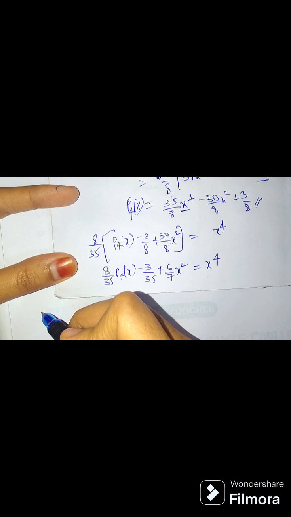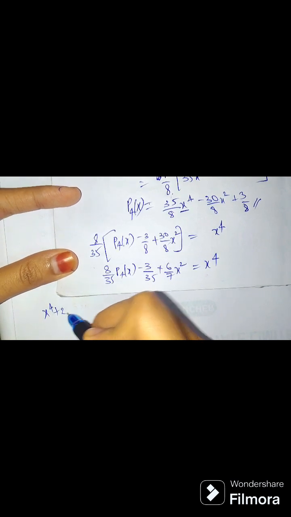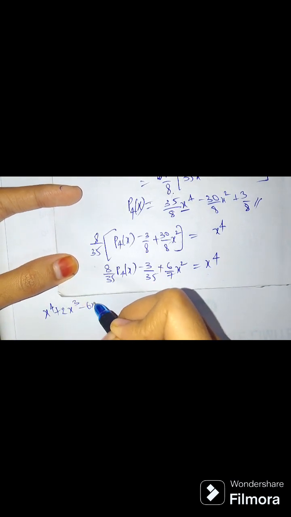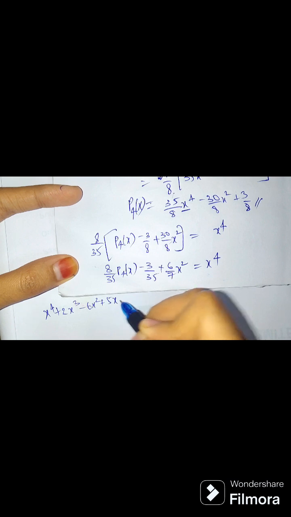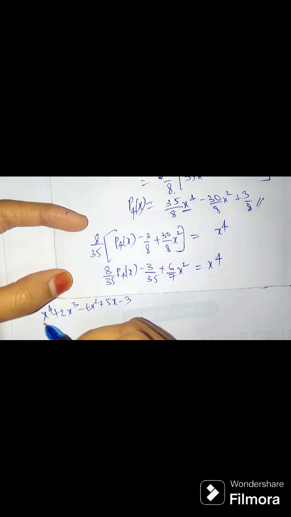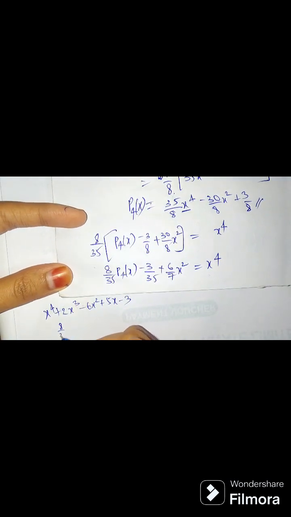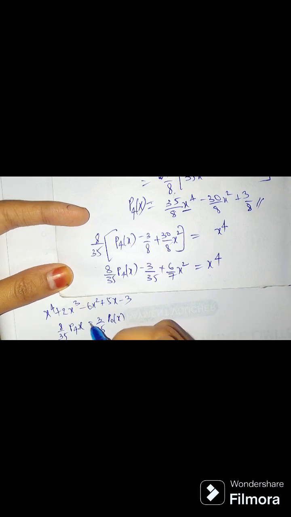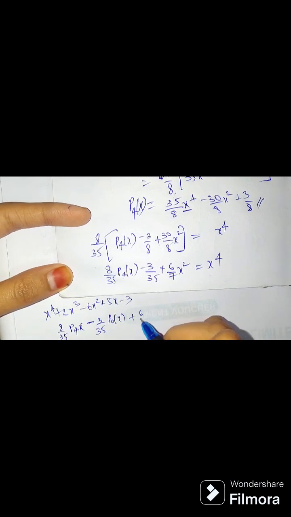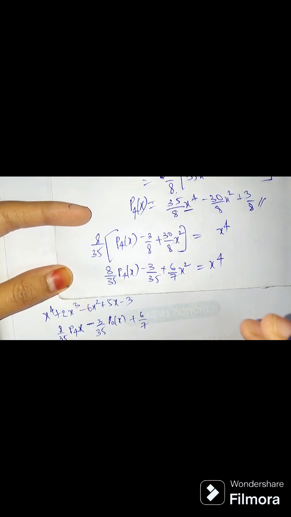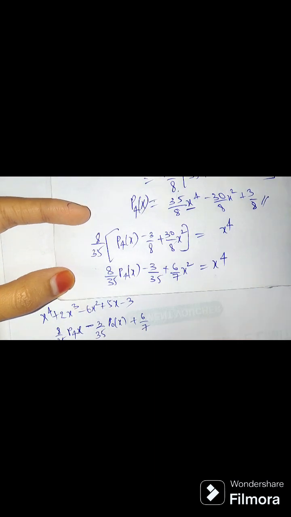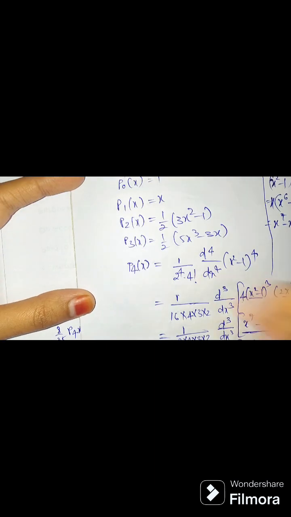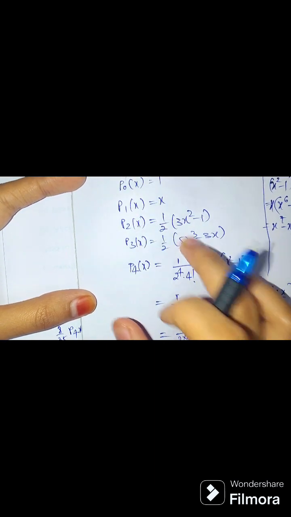Substitute my values in the question: x power 4 plus 2x cube minus 6x square plus 5x minus 3. What is my x power 4? 8 by 35 P4 of x minus 3 by 35 into 1, which means P0 of x, plus 6 by 7 x square is there. So x square, x cube, what are they? From here I can write x square and x cube values.